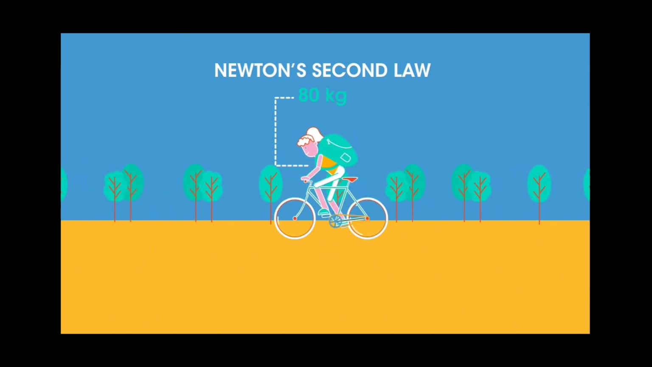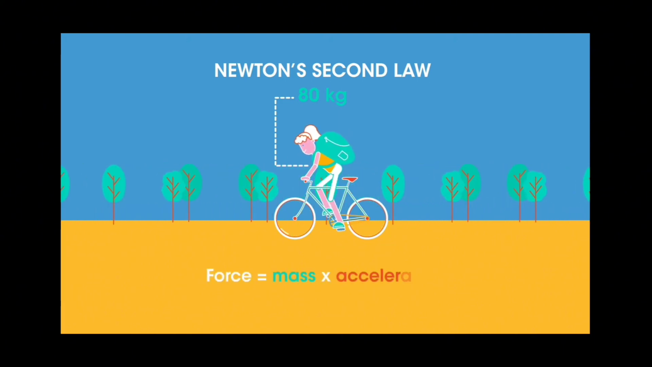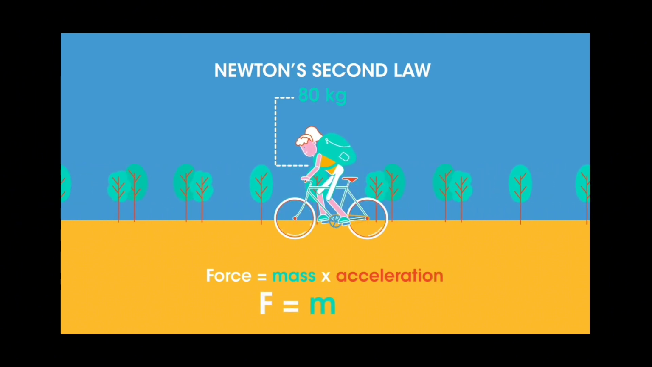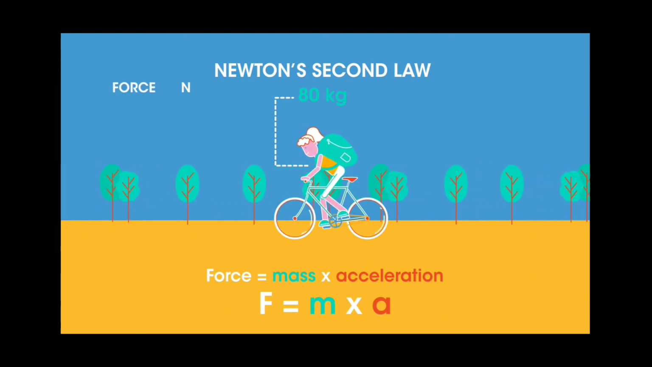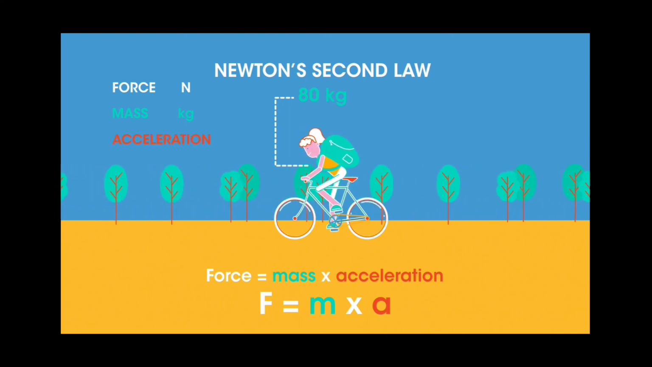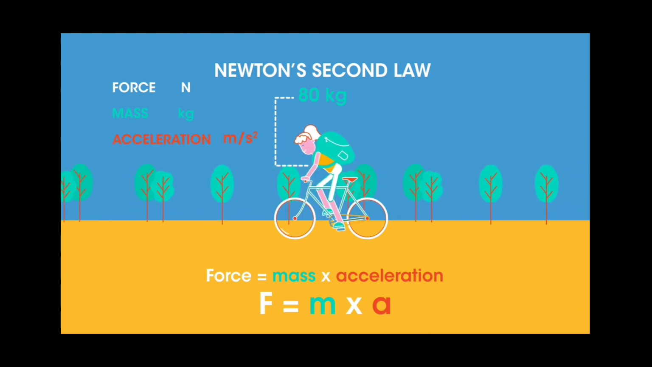This can be summarized in the equation. Her push depends on her and the bike's masses combined, and how fast she accelerates. Or, the force is equal to the mass times the acceleration. Or, F equals m times a. When force is measured in newtons, mass is measured in kilograms, and acceleration is measured in meters per second per second.